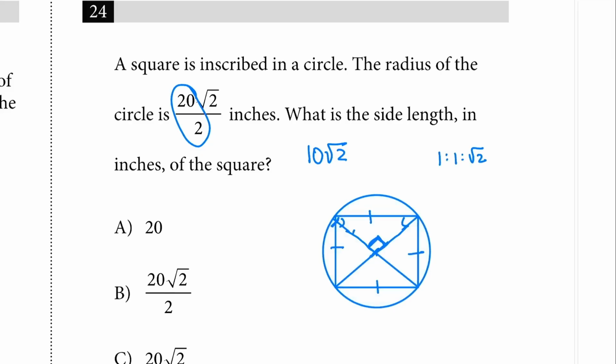Since we know that the radius is going to be 10 radical 2, this is also going to be 10 radical 2, which brings us to our ratio up here. If we know that the side lengths are both 10 radical 2, that means the hypotenuse is going to be 10 radical 2 times radical 2, and that's going to give us 20 as our answer. Because the hypotenuse is also the same thing as the side of the square.